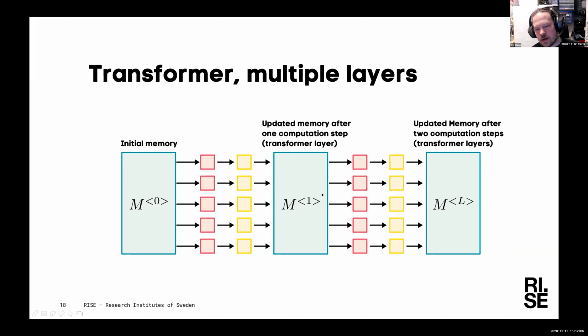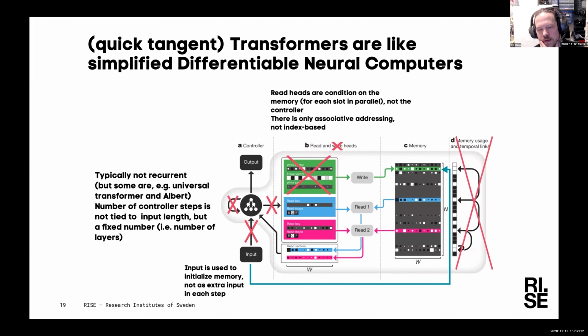So this is a different way of looking at the transformer, and it actually has connections to a previous model called the differentiable neural computers. There are close similarities between these two architectures. This is more of a tangent. I'm not going to dive too deep into this, but essentially, if we simplify a differentiable neural computer in a number of ways, we end up with something which is very similar to the transformer architecture.